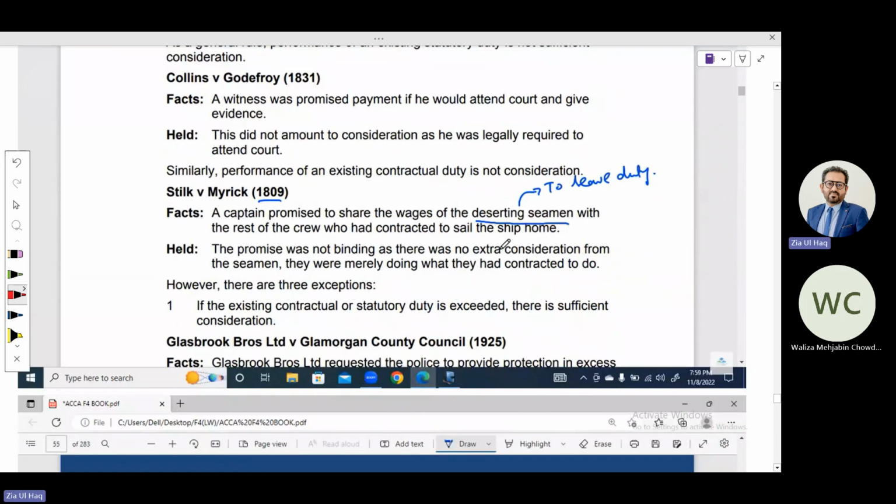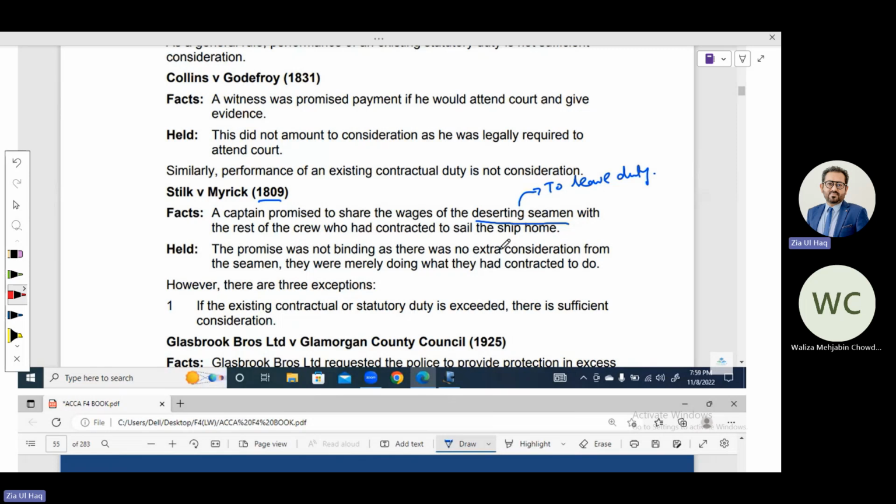There is another case between Stilk and Myrick. A captain promised to share the wages of the deserting seamen. Captain means the captain, and seamen means different other people. They were trying to move a ship from one location to another. And the other people who were working with the captain on the ship were employees on a wages basis.